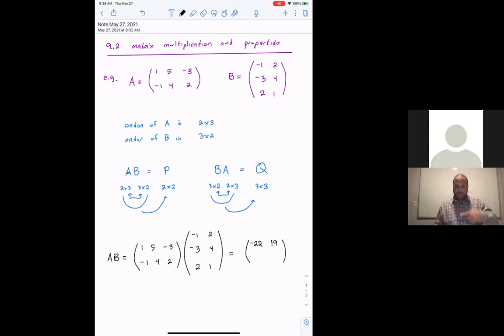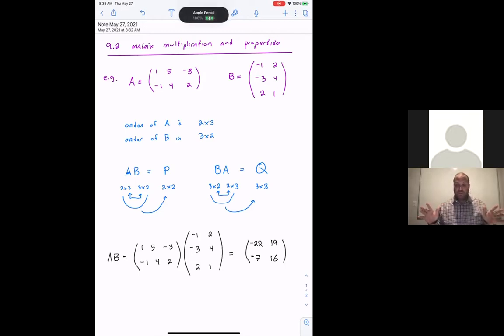Next entry, bottom left, second row, first column. -1 times -1 is 1. 4 times -3 is -12. That makes -11. 2 times 2 is 4. Total -7. And finally, second row, second column. -1 times 2 is -2. 4 times 4 is 16, for a total of 14. 2 times 1 is 2 more, for a total of 16. So A times B is -22, 19, -7, 16.